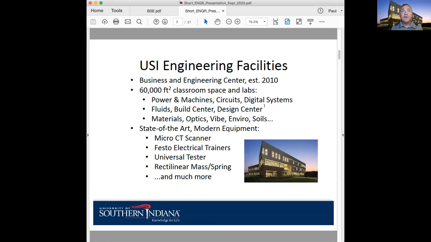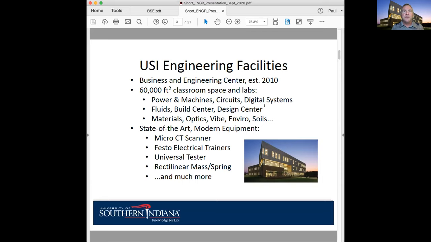Within these labs, we have a multitude of state-of-the-art modern equipment. One of the items we've recently acquired is a micro CT scanner, a very expensive piece of machinery where we can look at the micro level at things like grains of sand or butterfly wings, petals of flowers, things like that. Primarily used for the research from some of our faculty that are researching some of those items.